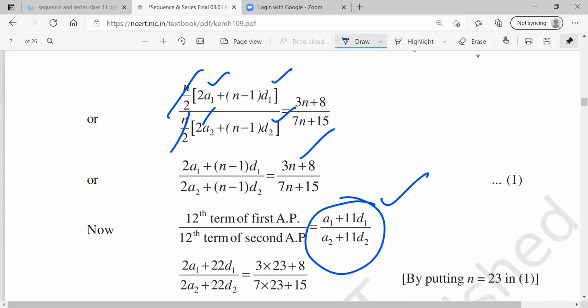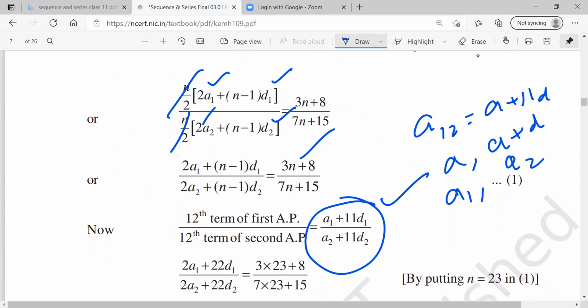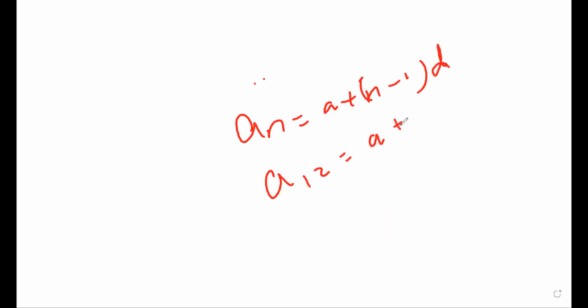So what is A12 meaning? A plus 11D. Suppose you don't know this: the first term is A, the second term is A plus D, which means A1 is A and A2 is A plus D. Correct. So A12 is A plus 11D. We just subtract 1, that is n minus 1. If you don't know this, basically An is equal to A plus n minus 1 into D. This is what we basically do here. So A12 is A plus 12 minus 1, it is A plus 11D. That's what we get here.